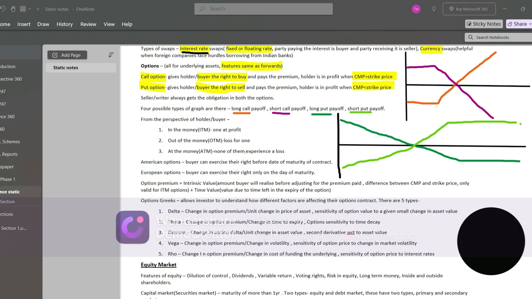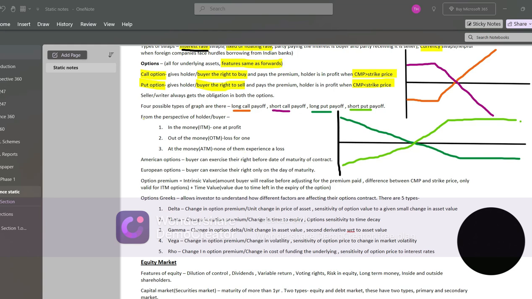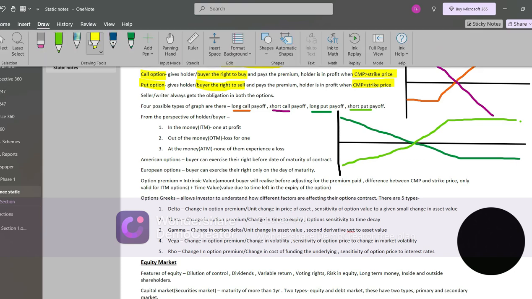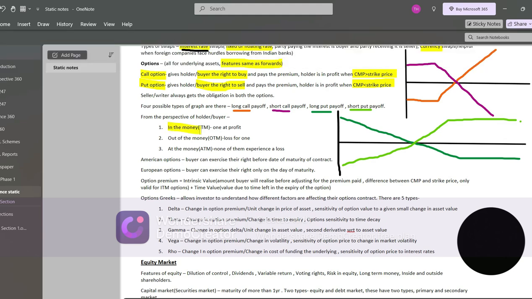These are the graphs. Now moving on, from the perspective of the holder and buyer, there are three kinds of scenarios. In the money, where the buyer is at profit; out of the money, where the buyer is at loss; and at the money, when none of them are at profit.